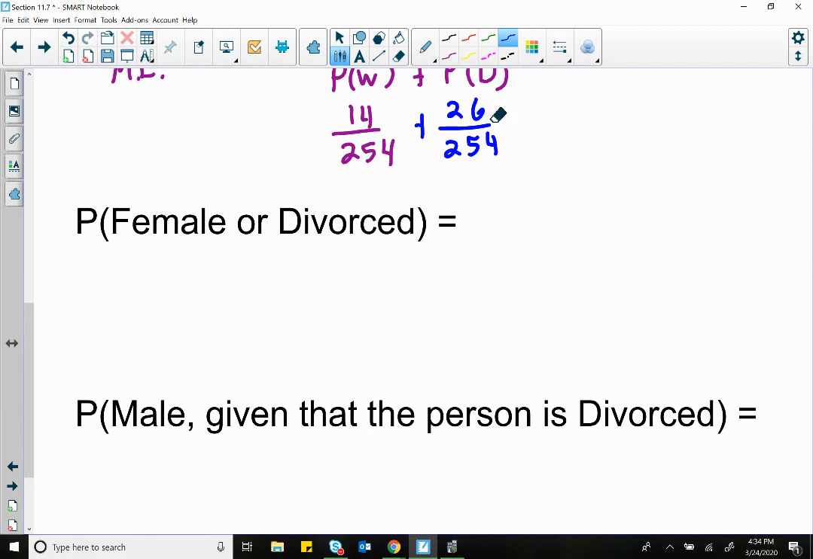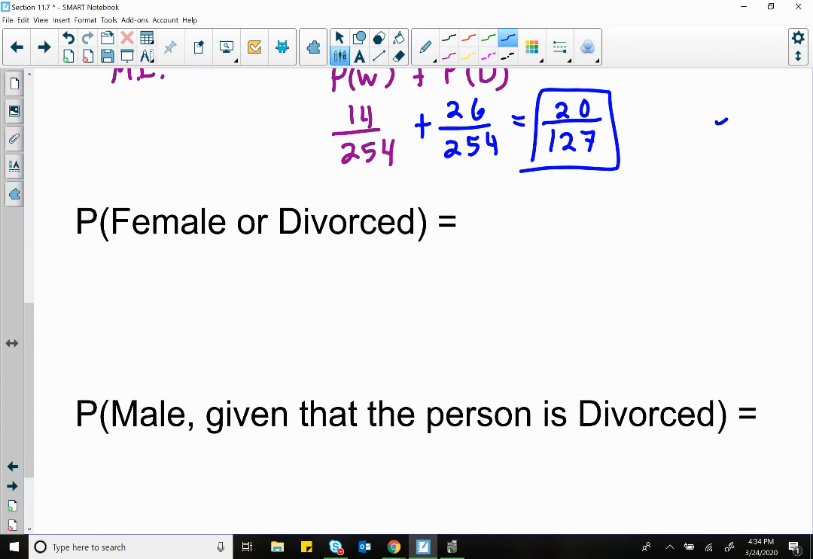And again, you can just let your calculator do the work for you. Okay, go into your calculator. Alpha y equals 14 over 254. And then we're adding alpha y equals of 26 over 254. And it reduces to 20 over 127. And there you go.